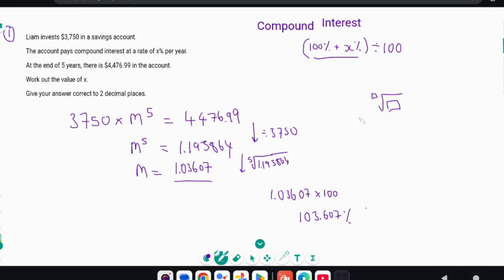Then we need to reverse this part by taking off 100%. That would give us 3.607%. We need it to 2 decimal places, so 3.61. That would be our percent per year.